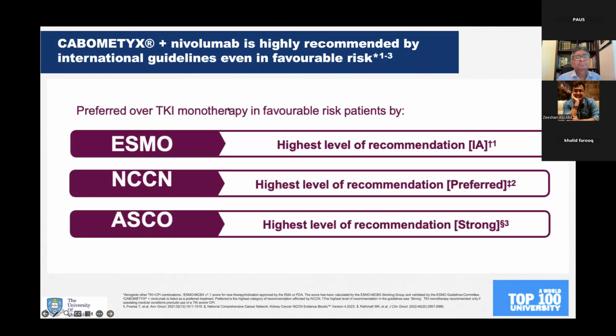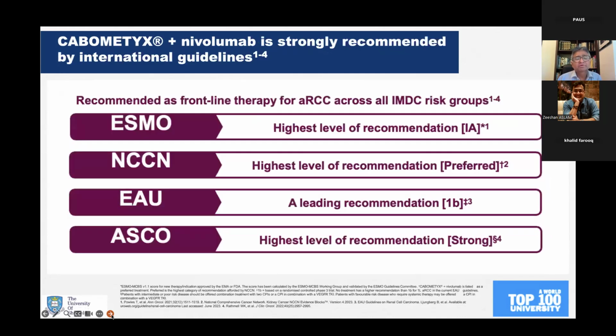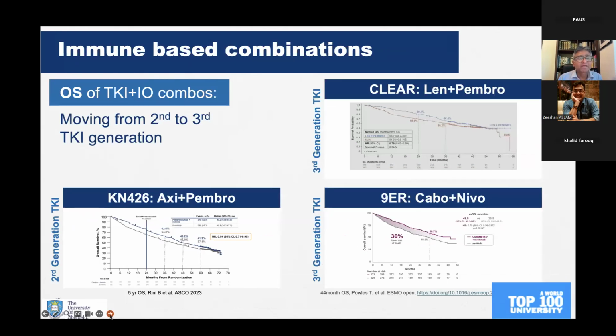In terms of being preferred over TKI monotherapy, these combinations are preferred because they are much better in the ESMO, NCCN, and ASCO guidelines. This is for intermediate and high risk, and across all IMDC risk groups. So the highest level of recommendation is there; the NCCN, EAU, and ASCO guidelines strongly recommend all that.